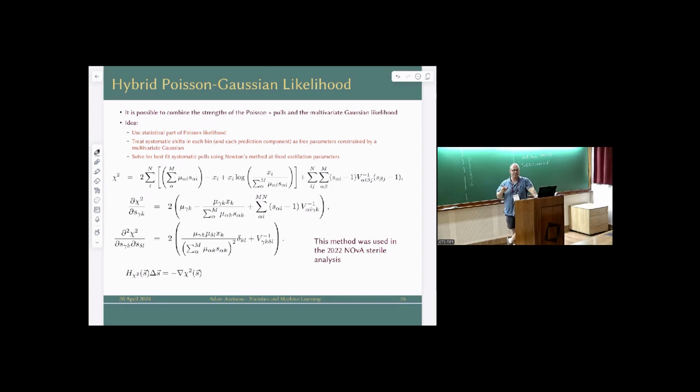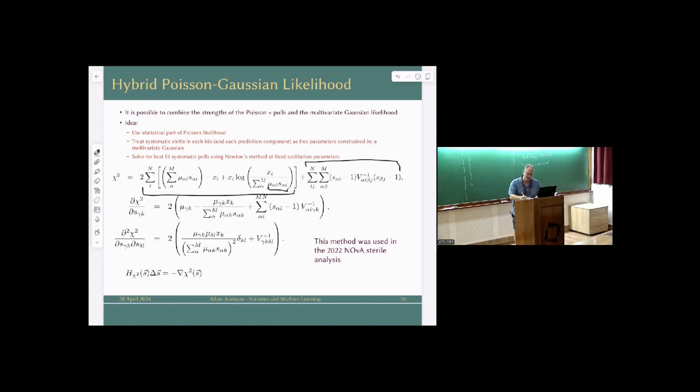There's also something where you could try to get the best of both worlds, which is to try to make a hybrid Poisson-Gaussian likelihood. This is something that my group has been working on for a while. The idea is that this is the Poisson part, but in each bin you have a scale factor, which is your systematic scale factor, and the systematic scale factors are constrained by a multivariate Gaussian. So it's not the bins themselves you're constraining anymore, it's the scale factor. Now that gives you a ton of parameters. You basically have a parameter per bin and per component you add together in your bin. So that may seem like you've really lost.